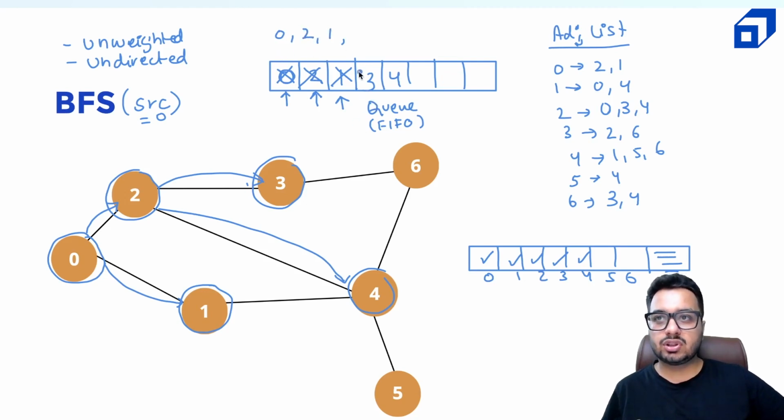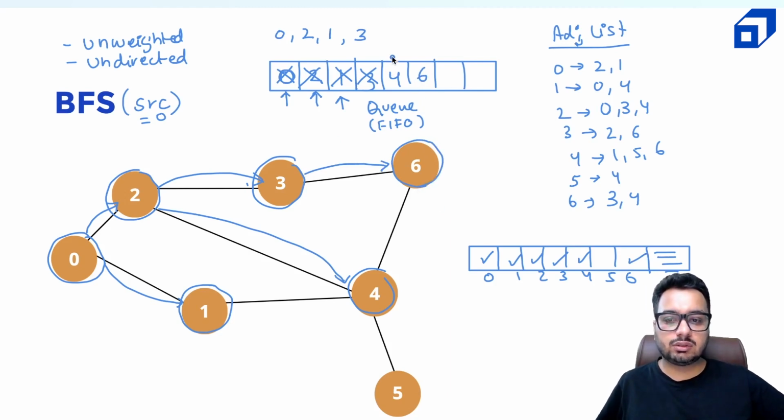Next, you will pop out 3. So remove this node, print this node, look at the neighbors 2 and 6. So 2 is already visited, do nothing at 2. 6 is not visited. So mark 6 as visited, put it into the queue. So you have traversed 6 as well. So 6 is now also in the queue. Next, you will pop 4.